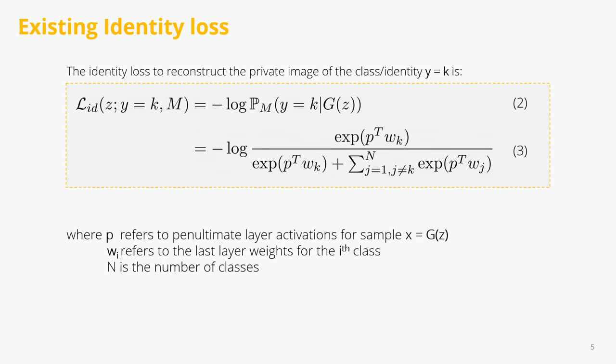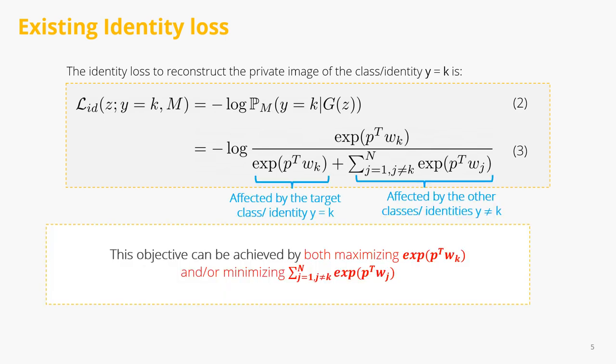However, all the state-of-the-art model inversion methods use the same identity loss, although they have different assumptions about the latent space q(z) and the prior loss. Particularly, the identity loss for a target identity y equal to k is introduced in equation 2, which maximizes the log likelihood of the target class k. It can be rewritten as equation 3. This objective can be achieved by maximizing the first part, which is affected by the target identity k, and or minimizing the second part, which is affected by the other classes.